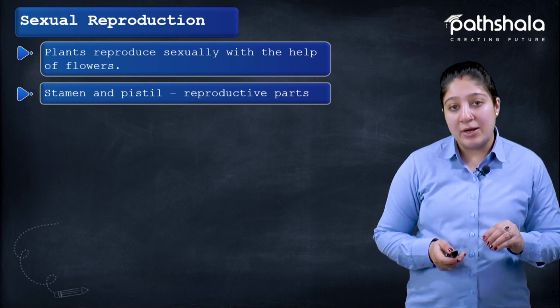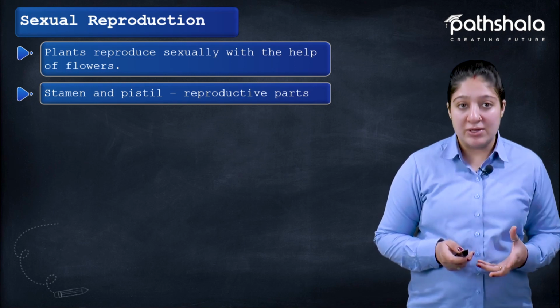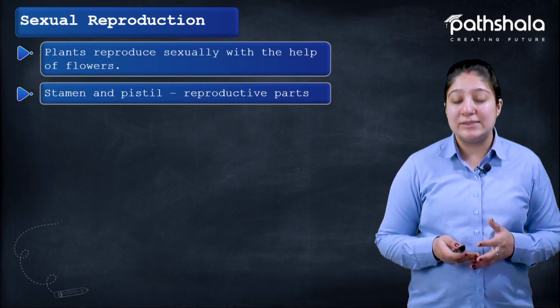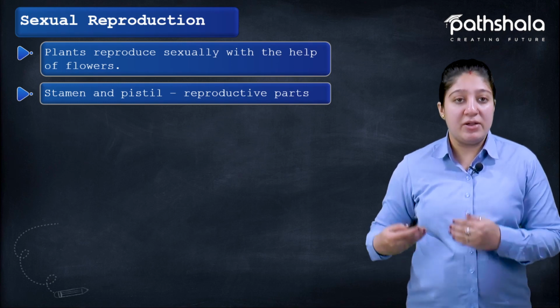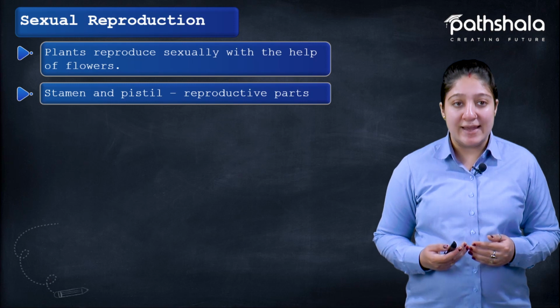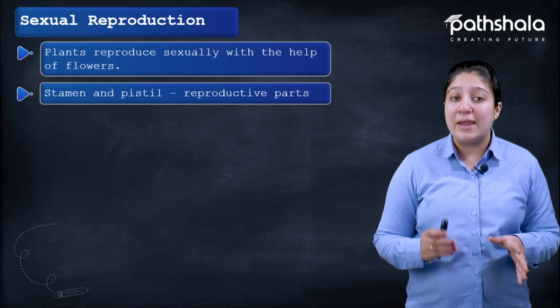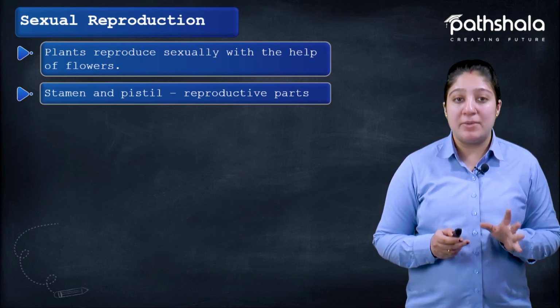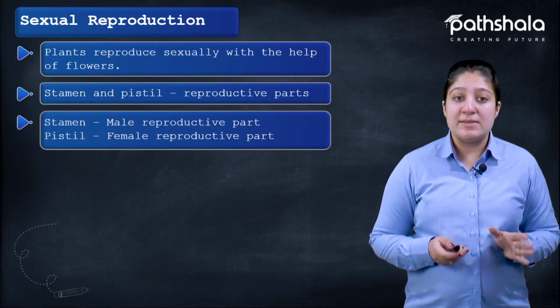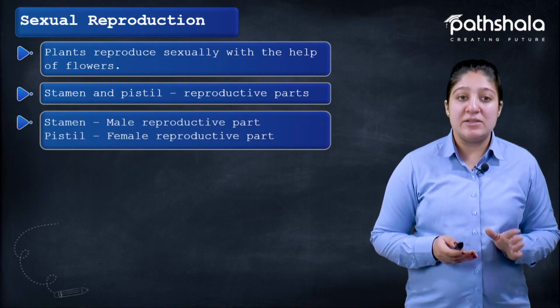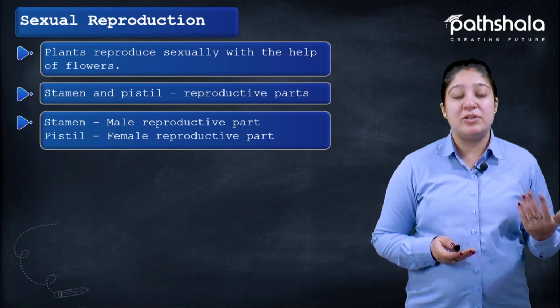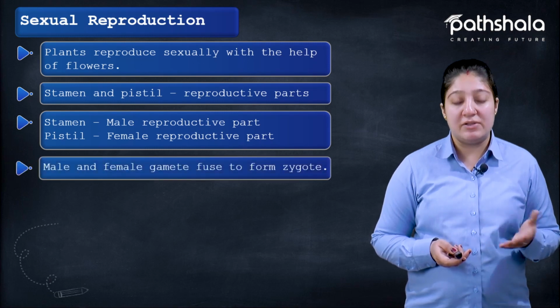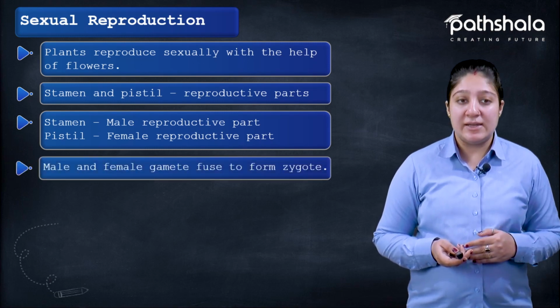Now, the main reproductive part is the flower. Like we know, the flower also consists of various parts that we are going to discuss in our further slides. But here, the two main parts of the flower are stamen and pistil. Stamen is the male reproductive part and pistil is the female reproductive part, which is further divided into different types also that we are going to discuss in our later slides.